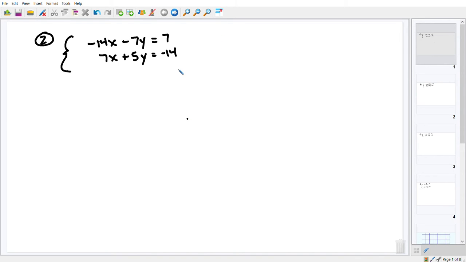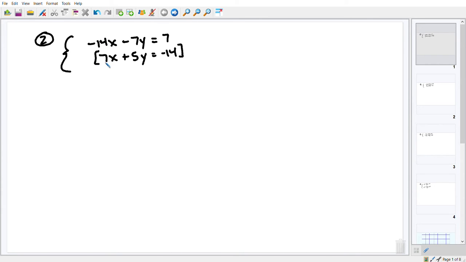Looking at our x's, we have to decide what can they both become. 14 and 7 can both become a 14. What can our 7 and our 5 become? They can both become 35. Now, between the two numbers, obviously 14 is a little bit less, so that's the better choice, but it's even better that I only have to change the bottom equation. So go ahead and use your brackets here, please.